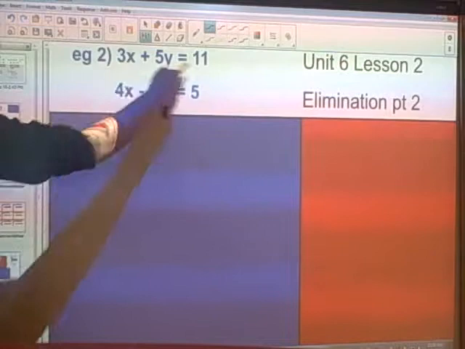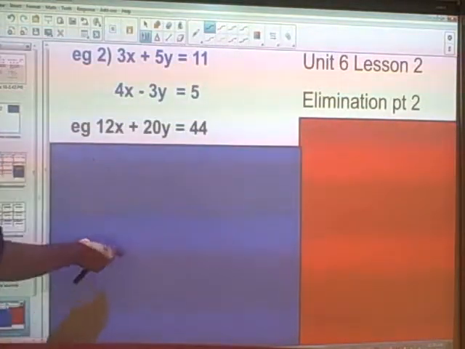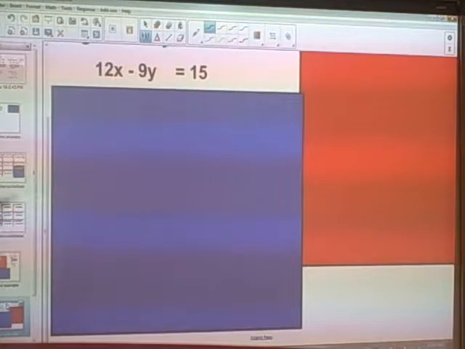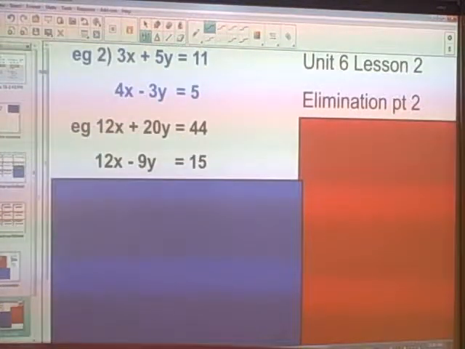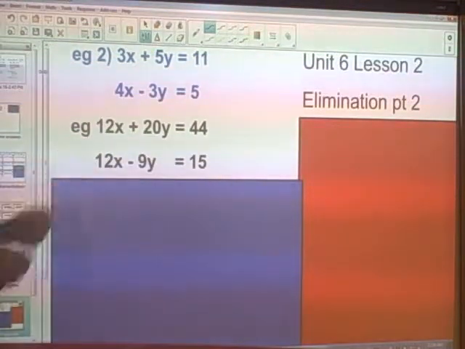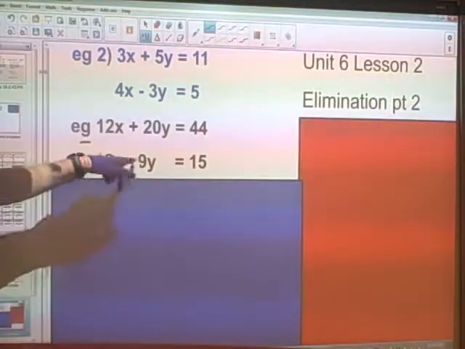So if we times all of this by 4, then we get that. And if we times all of this by 3, then we end up with this. And then this just becomes the type of question we've been working with. 12 and 12, they're the same, so I'm going to subtract here. Careful with the negative here.